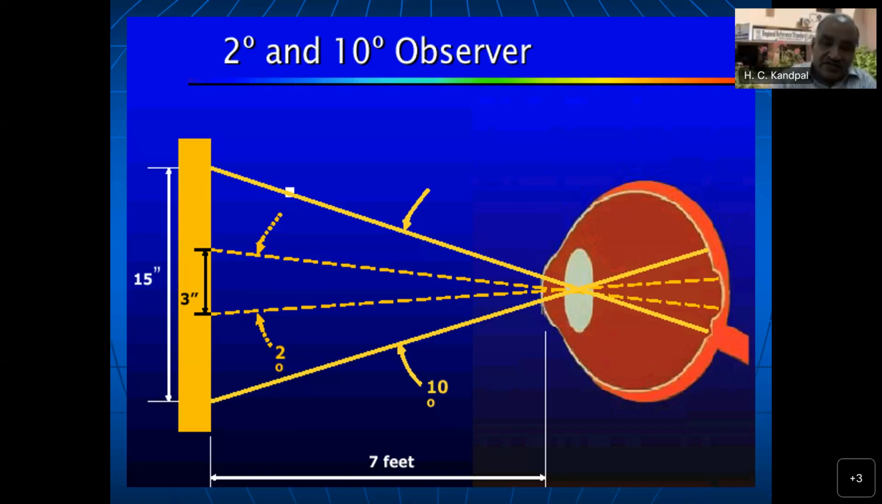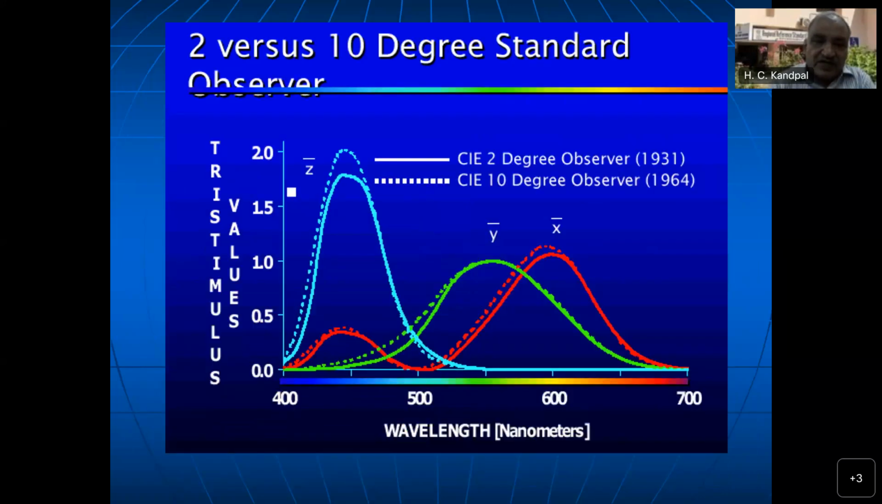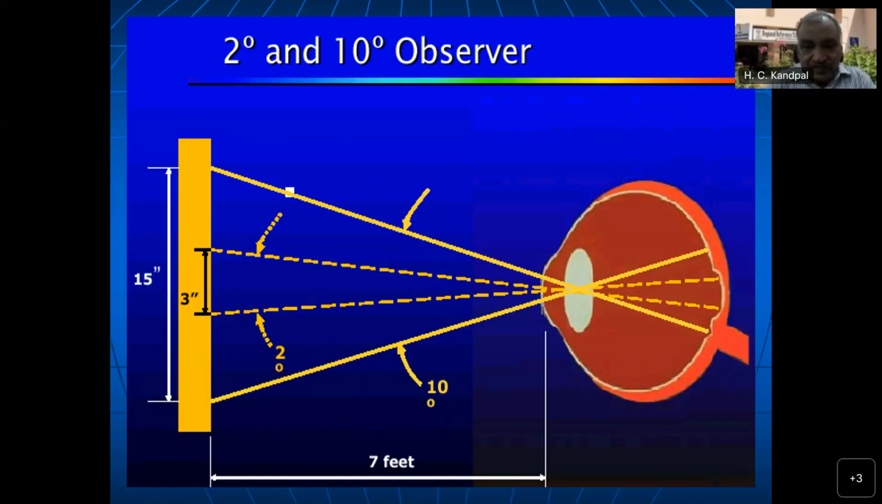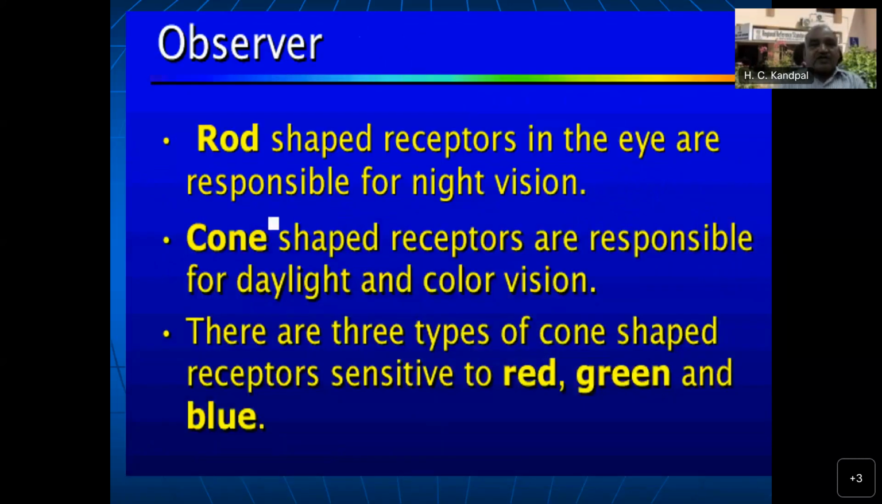So firstly, the sensitivities were defined in terms of 2 degrees field of view. And later on, when the researches were conducted, it was 10 degrees field of view. Now, as I told you, we have got rods. These are rod-shaped receptors in the eye, responsible for night vision, that I have already told you. Cone-shaped receptors are responsible for daylight and color vision.